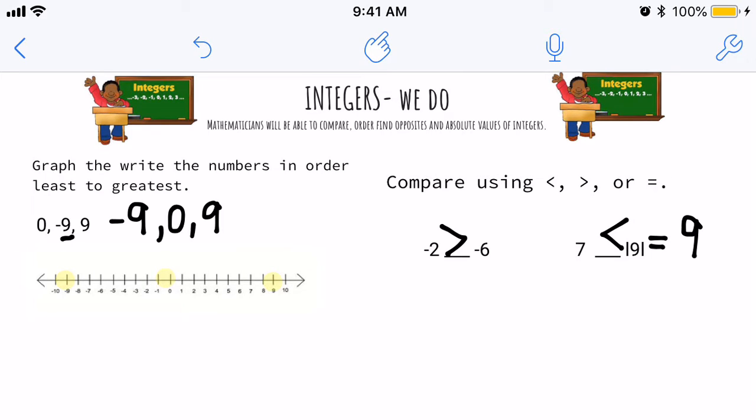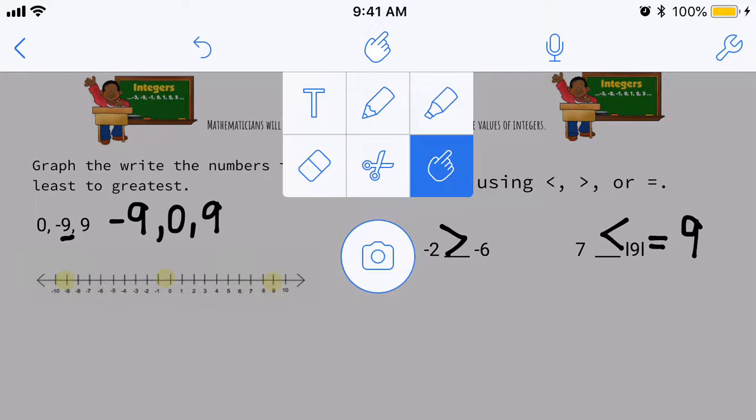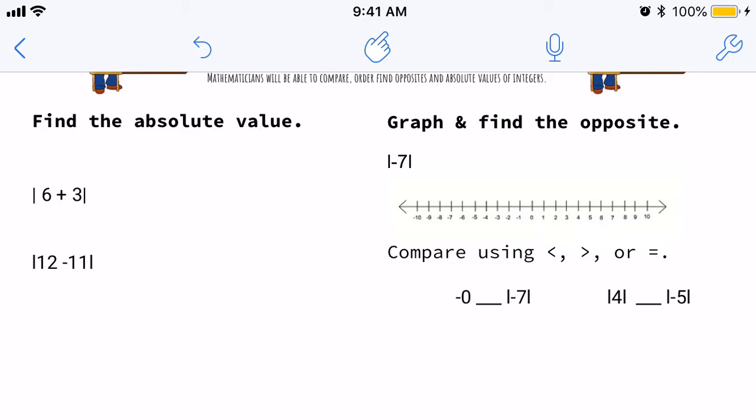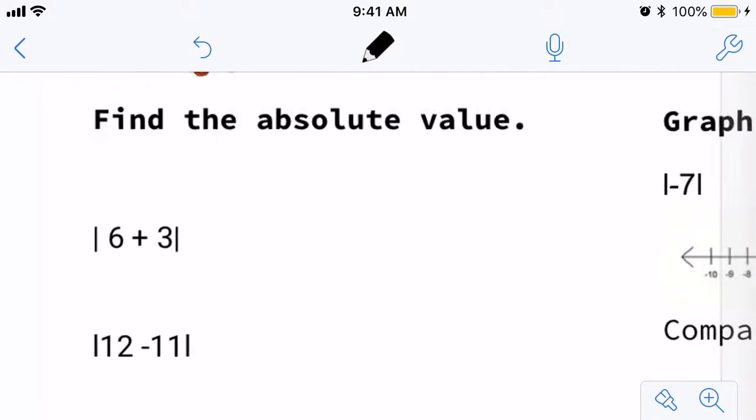So there's your we do slide, the second one. Now I'm going to ask that you guys pause the video one more time, and on this next slide, you're going to try all these problems independently by yourself. When you're done, finished as a class, you can put the video back on and check your work. So now that you've completed these 5 problems, let's go over them together.